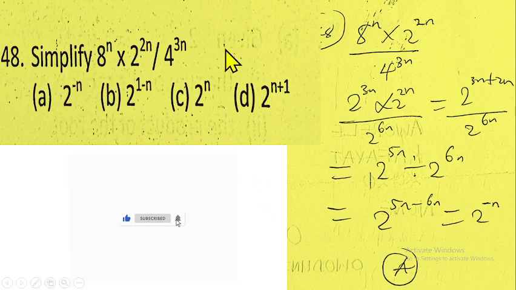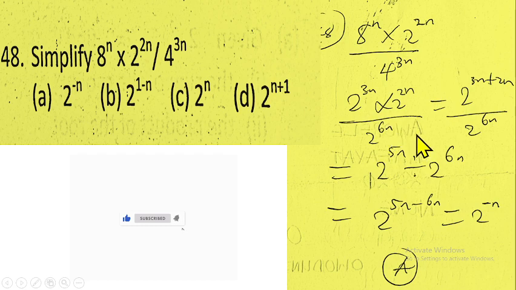Question number 48, you have to simplify this indices expression. We have 8 raised to power n times 2 raised to power 2n over 4 raised to power 3n. Please, we have adjusted the question. Now, from there we can find the index of 8, that gives us 2 raised to power 3n times 2 raised to power 2n over, we can also find the index of 4, that gives us 2 raised to power 2, then 2 multiplied by 3n gives us 6n, 2 raised to power 6n.